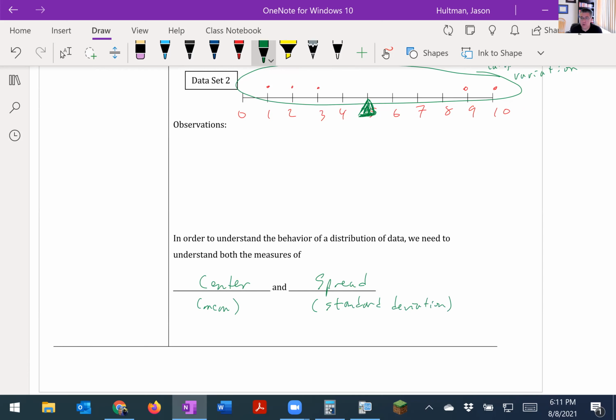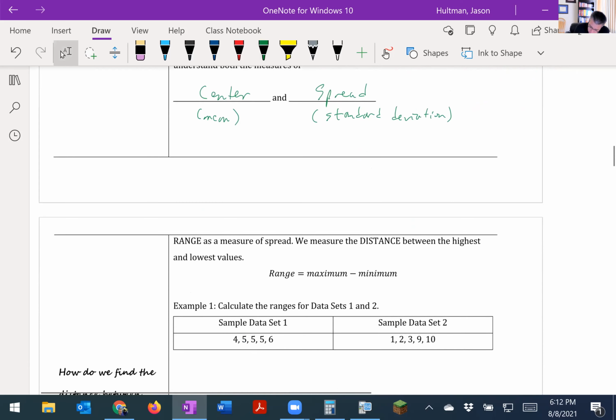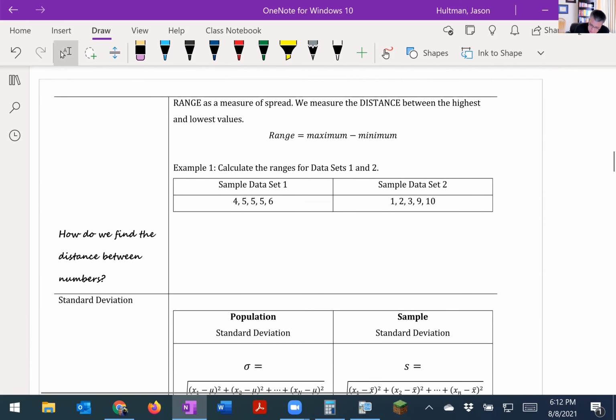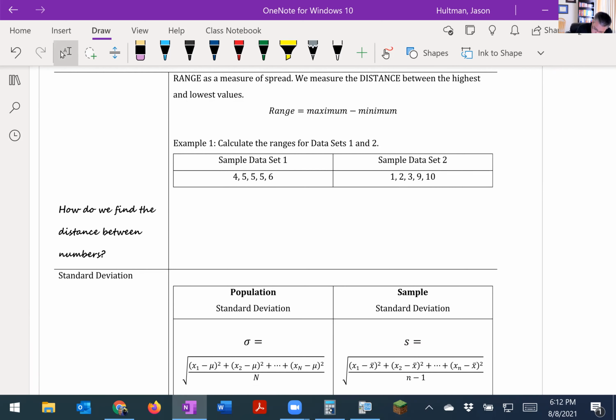Okay, for numerical data, it's standard deviation. Okay, let's talk about the range real quick. What's the range of the data sets? Well, the range for R1 here is going to be the max minus the min. That's 6 minus 4, which is 2. So the range on this one is 2, a very small range.